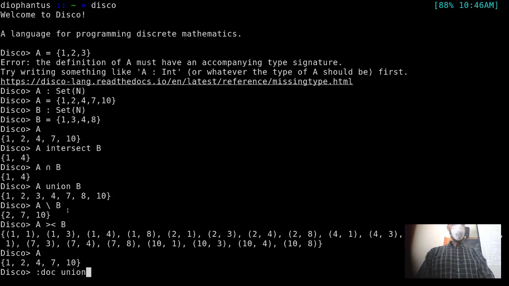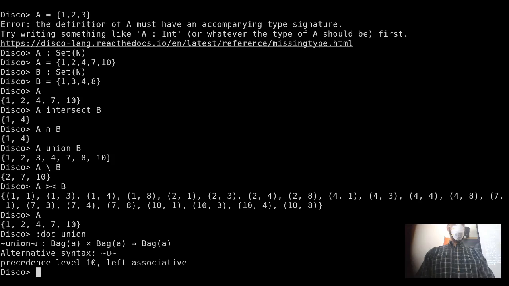So, for example, if I ask, oh, how does union work again? I can say doc union. Actually, this is a bad example because apparently I haven't actually written some documentation, but at least it shows you the type. And it's saying something about bags. It also works for sets. It kind of had to pick one, and it happened to pick bag. But yeah, you can also use this. If you want to use the Unicode symbol, you can just ask Disco for documentation, and it'll tell you what the alternative ways to write it are, and then you can copy paste from that.